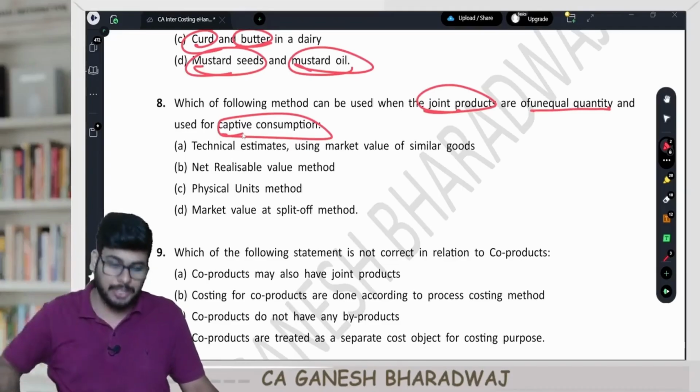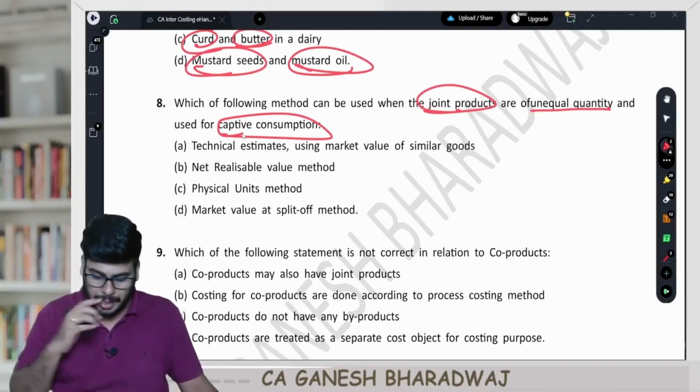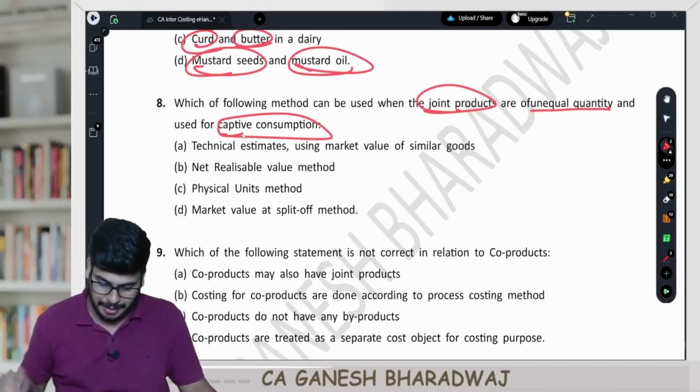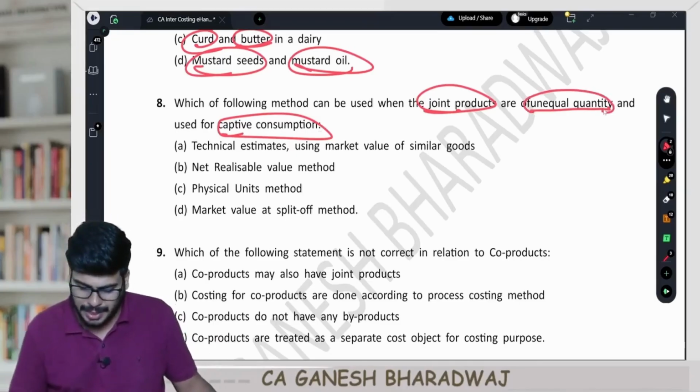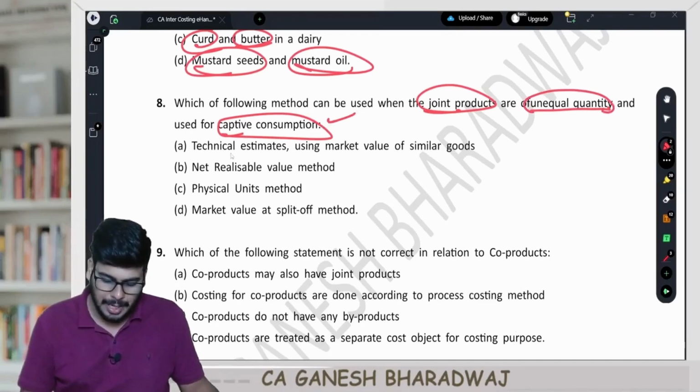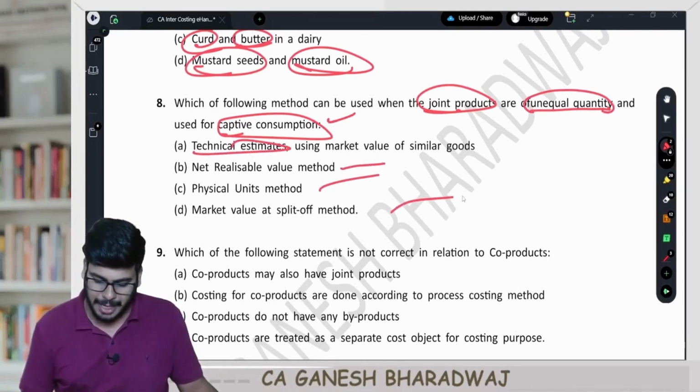That product I am consuming to produce one more product. Are you clear with this? So which of the following methods can be used when the joint products are of unequal quantity and used for captive consumption? A. Technical estimates using market value. NRV method, physical units method, market value split off point.